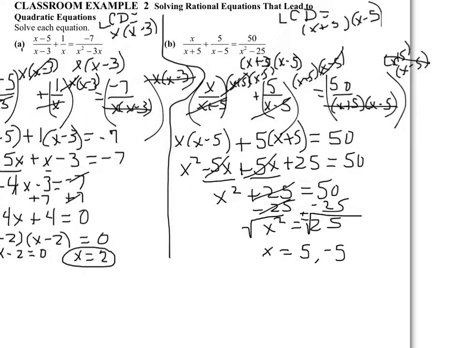Now, before I box those up, I have to go back to the original problem to make sure I'm okay, that it will not create a denominator with 0. And if I look at the positive 5, in the first fraction, x plus 5 is the denominator, and I'm fine. But when I move to the second fraction, if I plug in 5, 5 minus 5 is 0. I can't use positive 5.